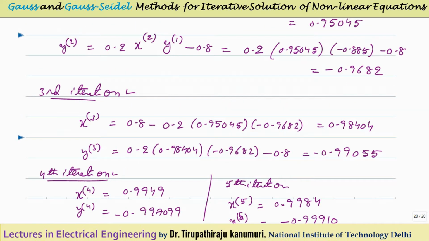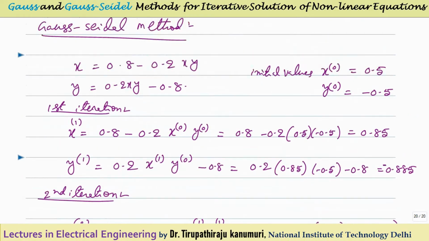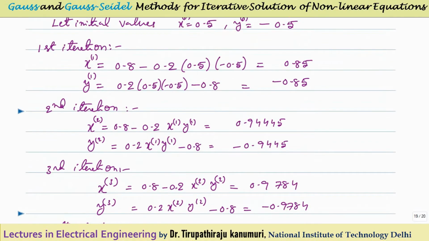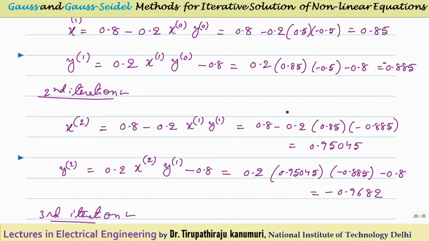So let us see how they are converging when compared to the Gauss method and the Gauss-Seidel method. If you take the Gauss method, how they are converging to the final value: after the first iteration you can see it is 0.85 and minus 0.85. After the second iteration it reached 0.94, even though my final value is 1. But in this method you can see after the second iteration, there it is 0.94, but here it reached 0.95, and the value of y has reached 0.9682. So it is converging at a faster rate.